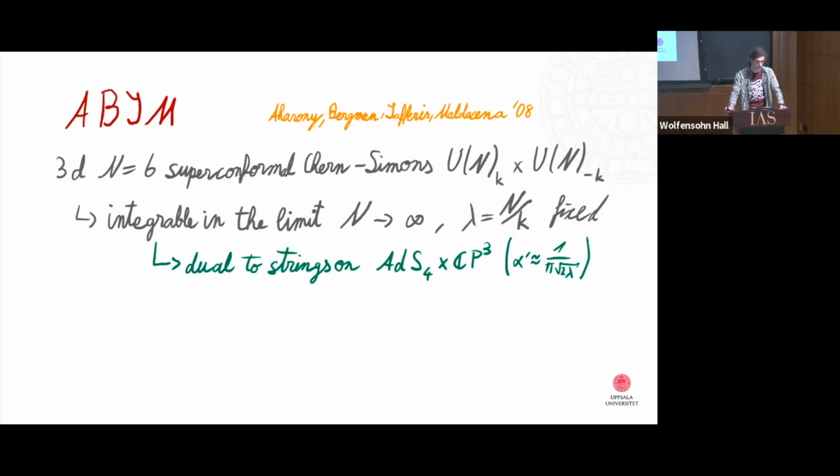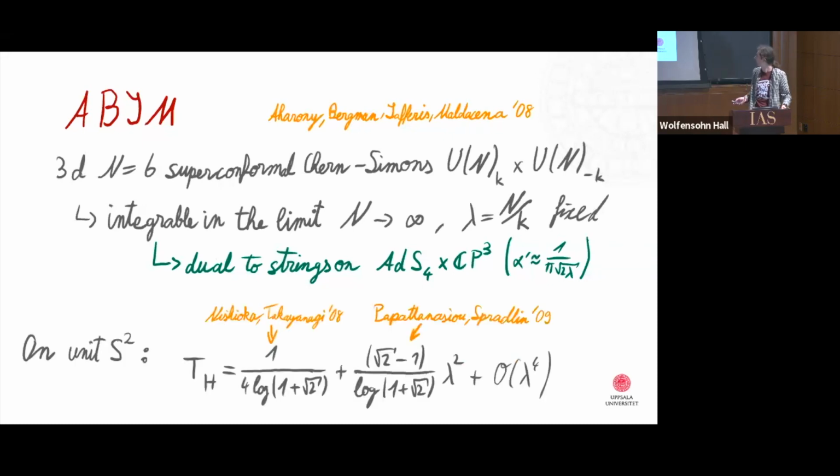This theory is integrable in the limit where we take N to infinity, but keep the 't Hooft coupling N/k fixed. Then it's dual to string theory on AdS4 cross CP3. Looking in the literature for the Hagedorn temperature in ABJM, exactly 2 terms in the weak coupling expansion are known. But with integrability, we can go much further.